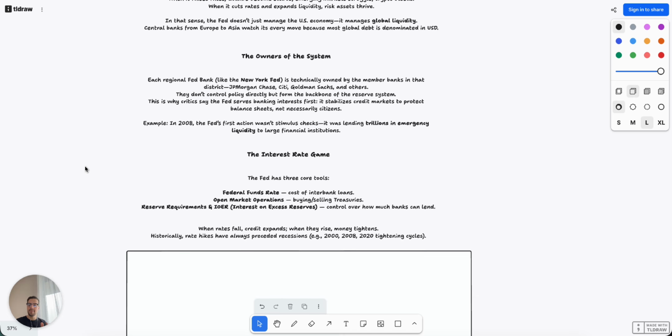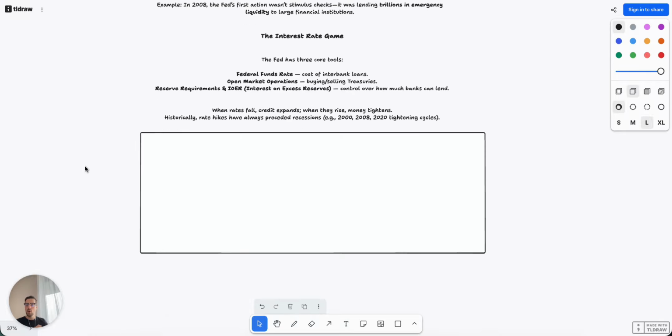The Fed has three core tools to manage global liquidity. Federal funds rate, which is basically the cost of interbank loans, then open market operations, whether they are buying or selling treasuries, and then reserve requirements and the interest on excess reserves. So that's control over how much banks can lend, okay? When the rates fall, the credit expands. So when they rise, money tightens, right?